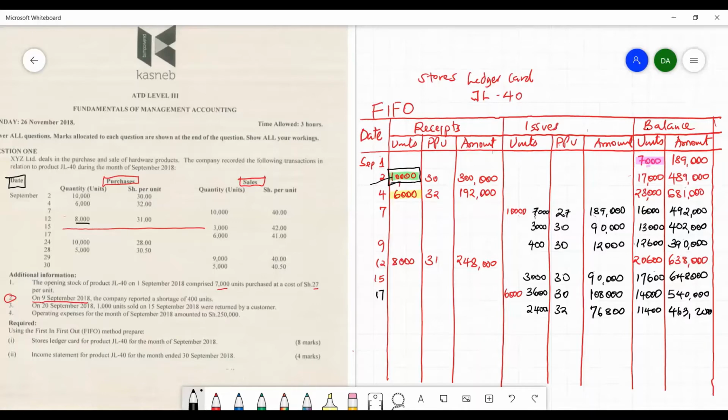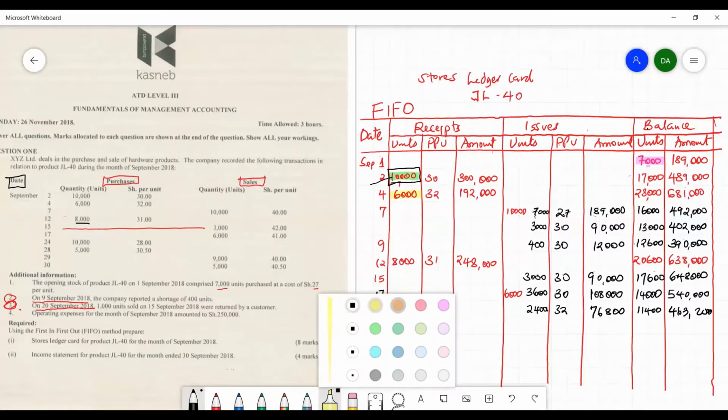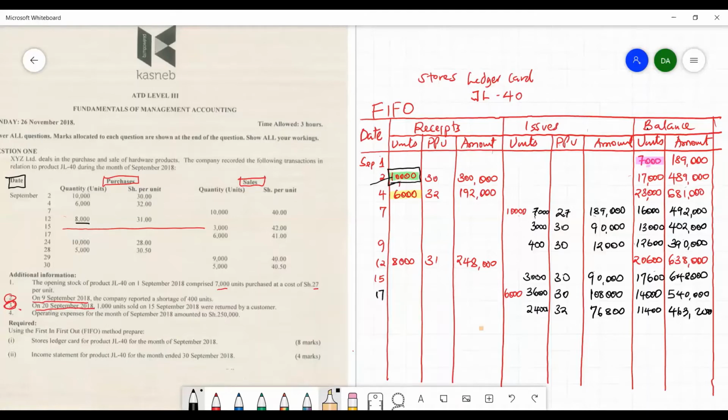Now, with that, we can proceed to the next transaction, which is in the additional information number 3. In the additional information number 3, we are told that on 20th of September 2018, 1,000 units issued on 15 were returned by the customer. Now we look at 15. On 15, there were issues of some units, and as you can see, the value of that issue was 30. We issued some 3,000 at 30.